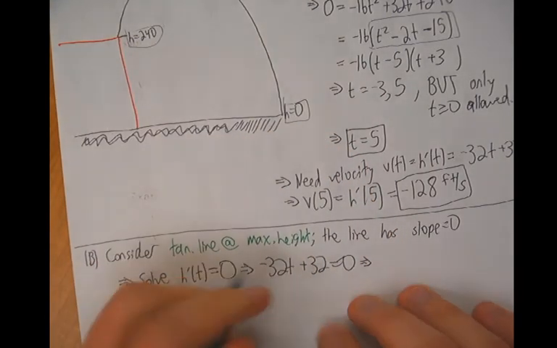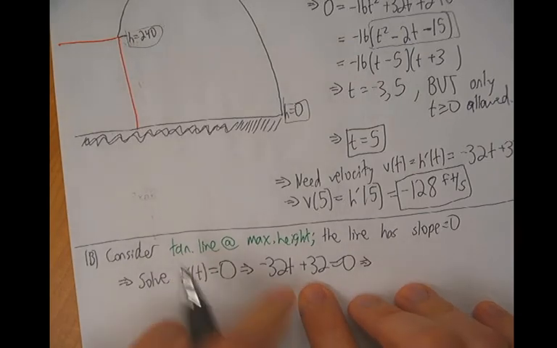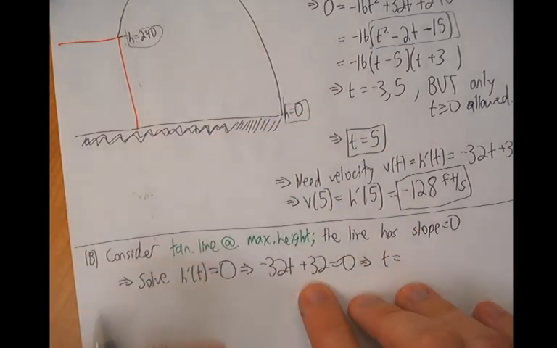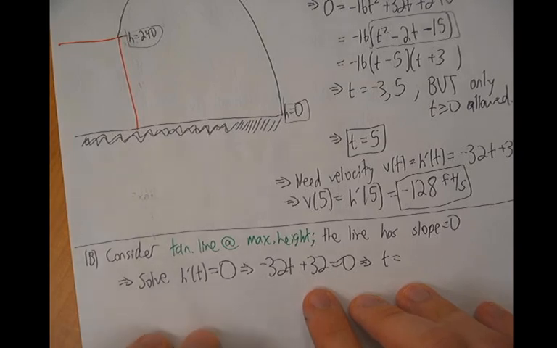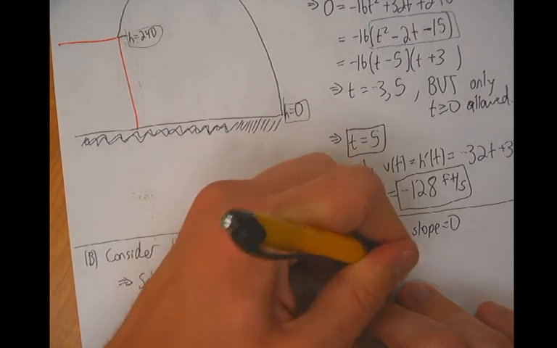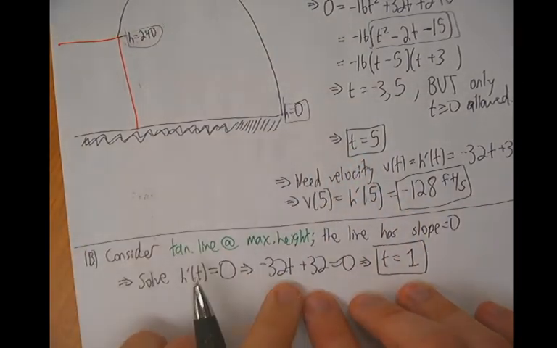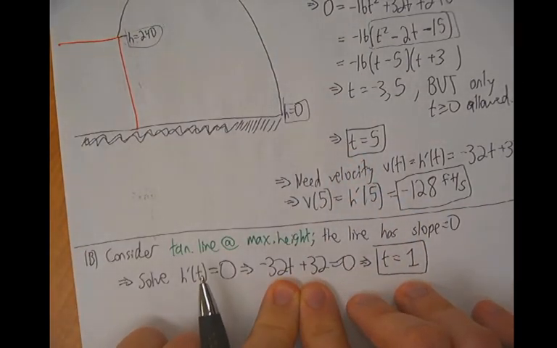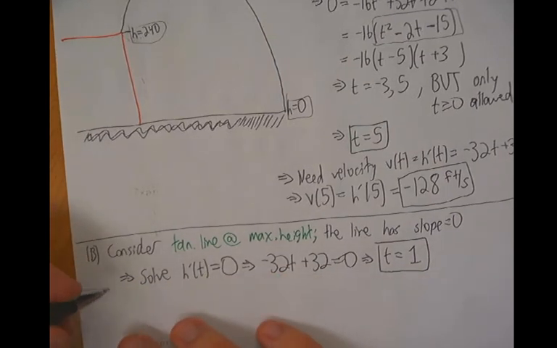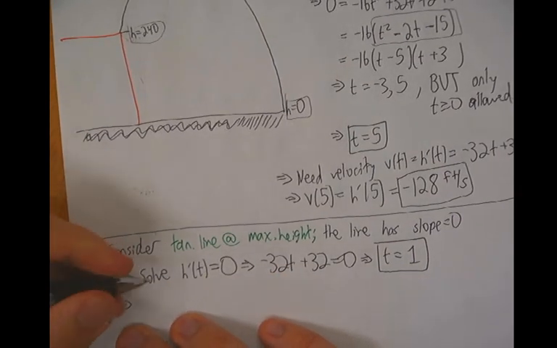If we solve for t here, one can pretty quickly see that t should equal what here? T equals 1. There we go, if you just solve for t here. Okay? So that'll give us the time at which we achieve maximum height.